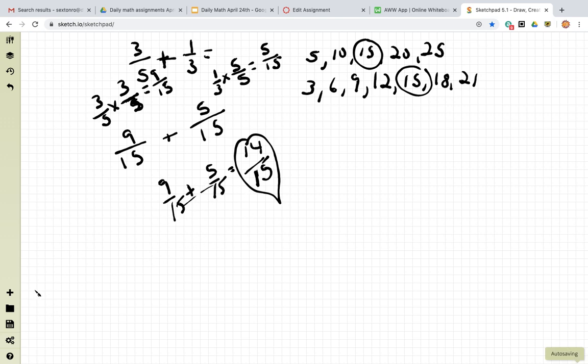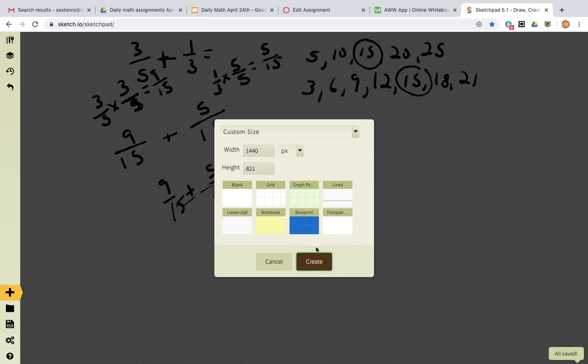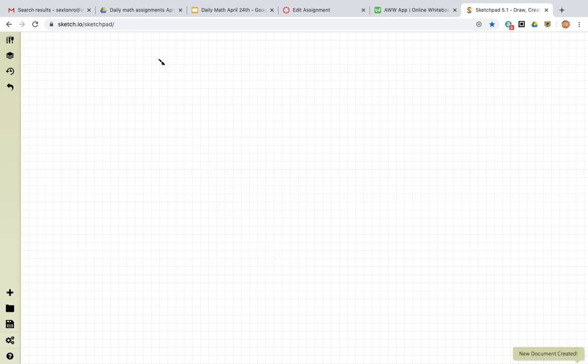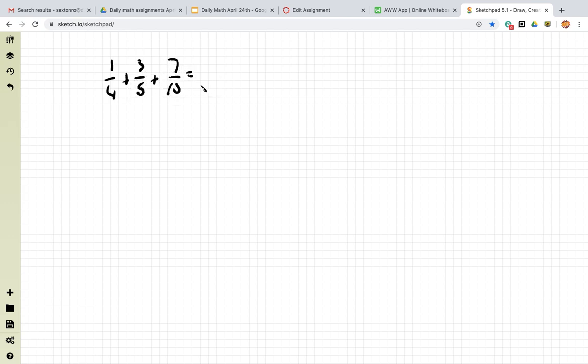Now if we go ahead and look at another example of something that you're going to see in today's work, it's something like this: 1/4 plus 3/5 plus 7/10. Okay? That's a 10. Now, I have 3 different pieces here. I need to find a common multiple of all 3 of these things, and I'm going to come down here and rewrite these as equivalent fractions that all have the same denominator.